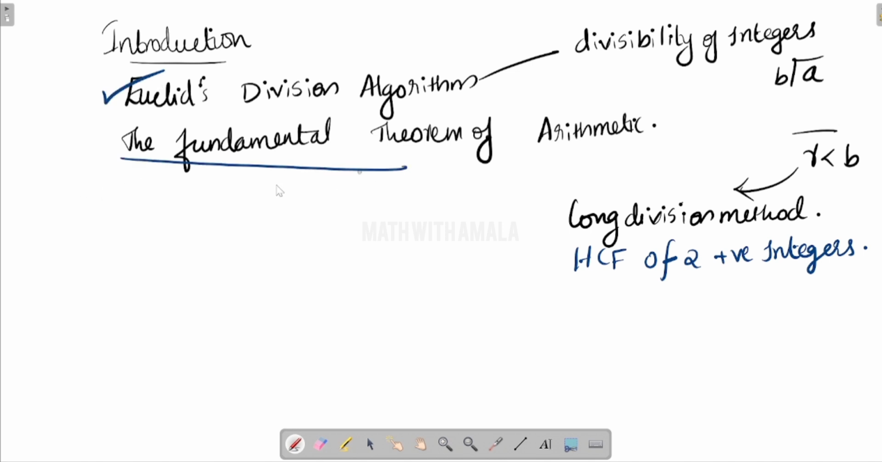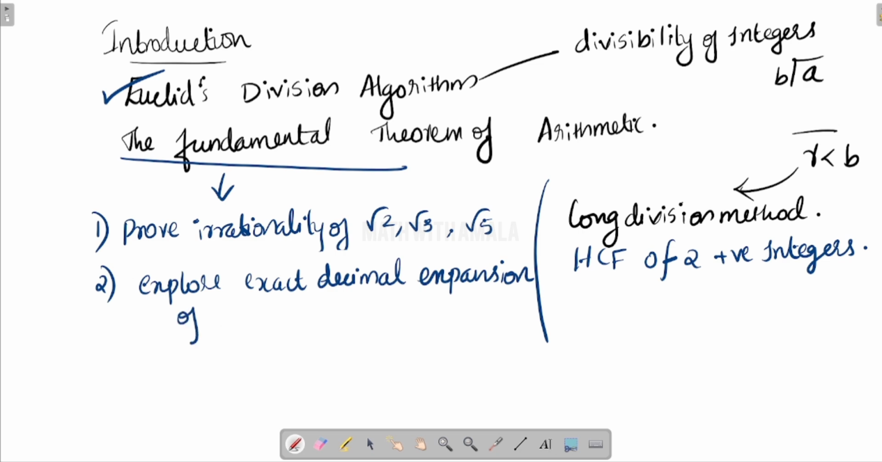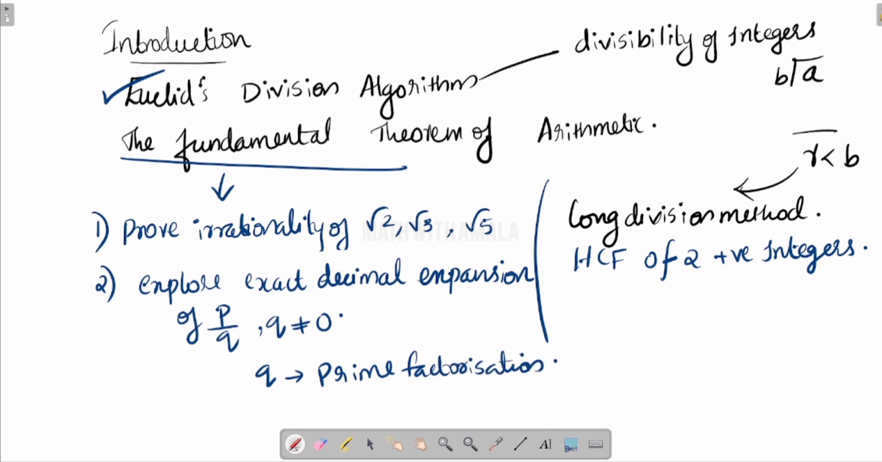Next one is the fundamental theorem of arithmetic, in which we have two cases where we use this theorem. The first is to prove irrationality of numbers like root 2, root 3, root 5. The next is to explore the exact decimal expansion of p by q, where q is not equal to 0. That means if we have a number in p by q form, then you can calculate the exact number of decimal places, where q is used with the prime factorization.